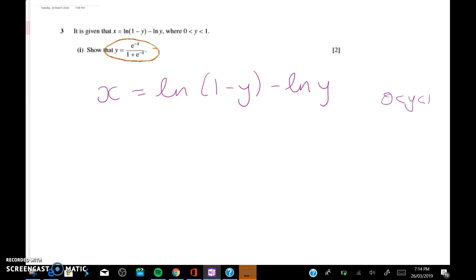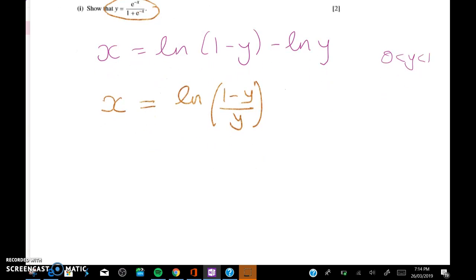So there are a couple of ways to do this, but I'm going to do it the most obvious way and then use a useful method of forcing something into the form that we want. So we'll start by rewriting this. X is equal to the natural log of 1 minus y over y. Now, this was pretty well done. What do I do now? Well, I need to undo the natural log, so e to the power of both sides. So e to the power of x is equal to 1 minus y over y.